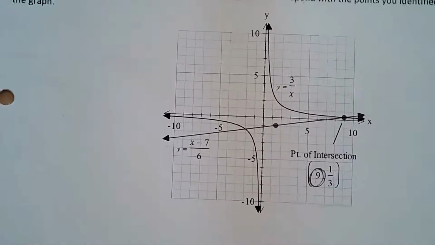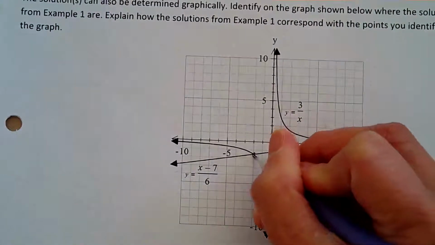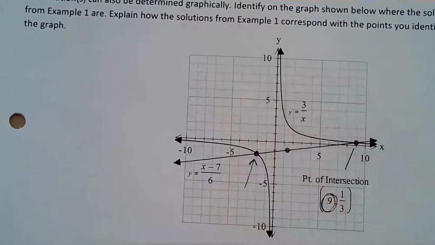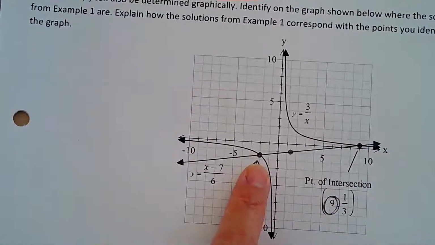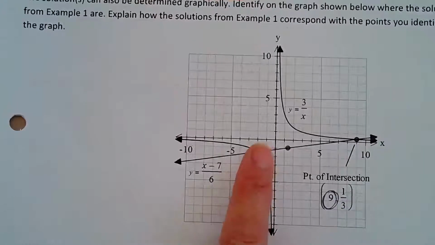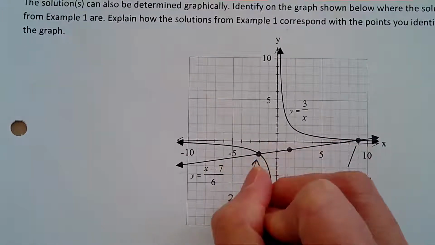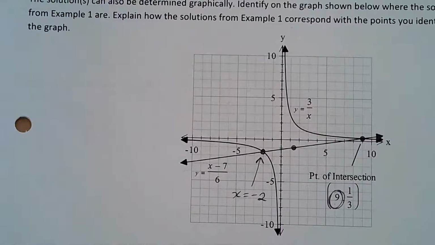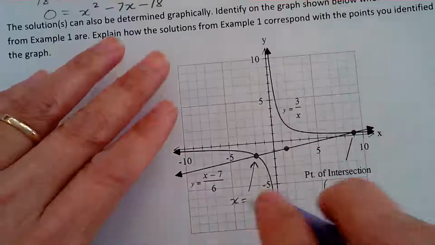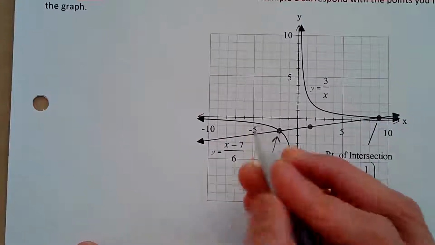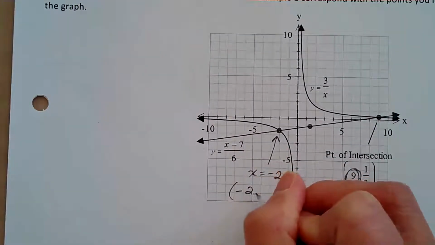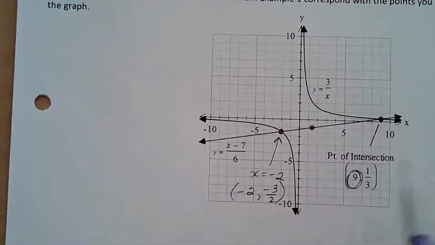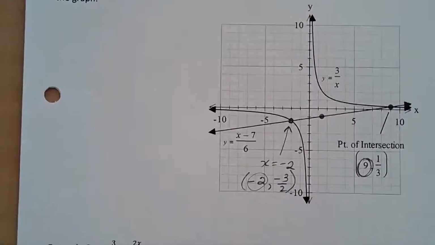And there's actually one more over here that I totally did not plot. Any guess what that would be? Negative 2. So that's x equals negative 2. Okay? And if you want a specific coordinate of that, that's going to be negative 2, comma, negative 3 halves. But we want just the x, so it's negative 2.